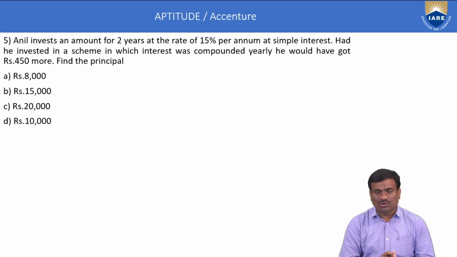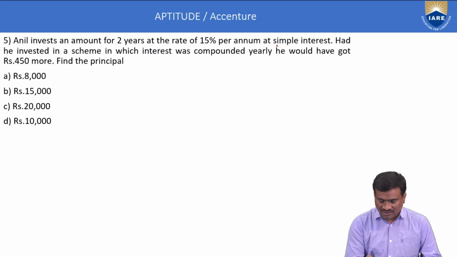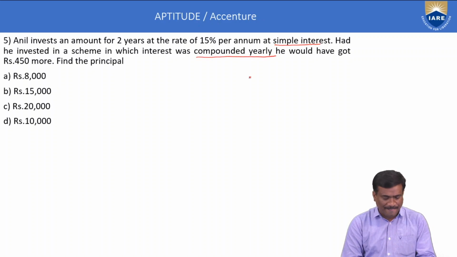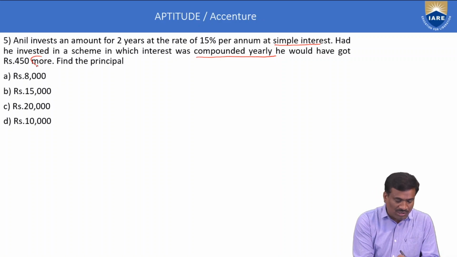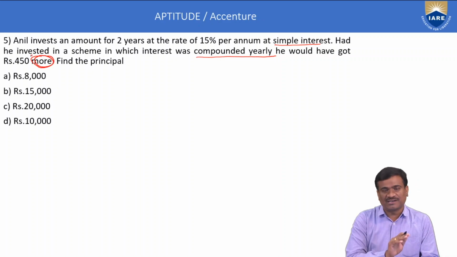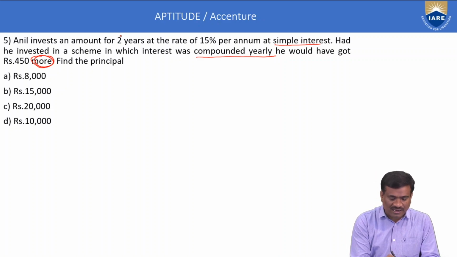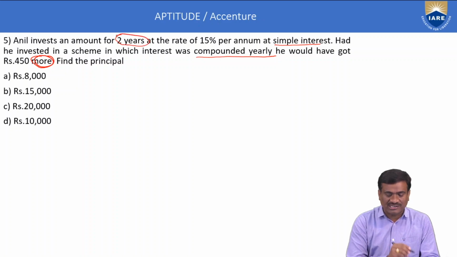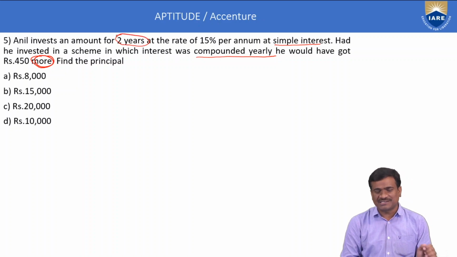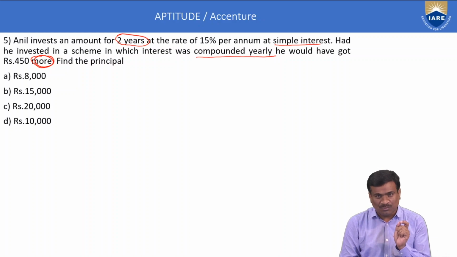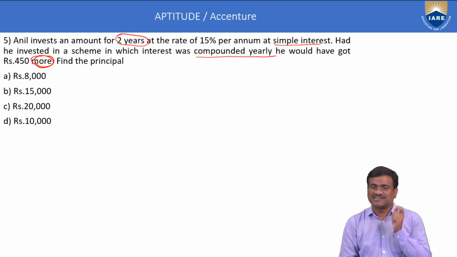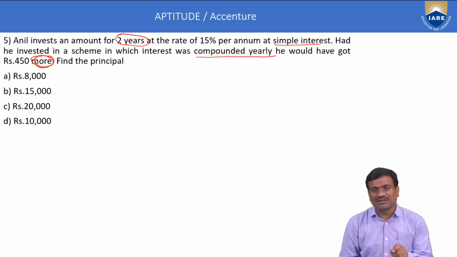Simple interest and compound interest method. A first one, simple interest and compounded yearly. More important only: the difference between simple interest and compound interest for 2 years. This is only important here. The difference between compound interest and simple interest for 2 years.